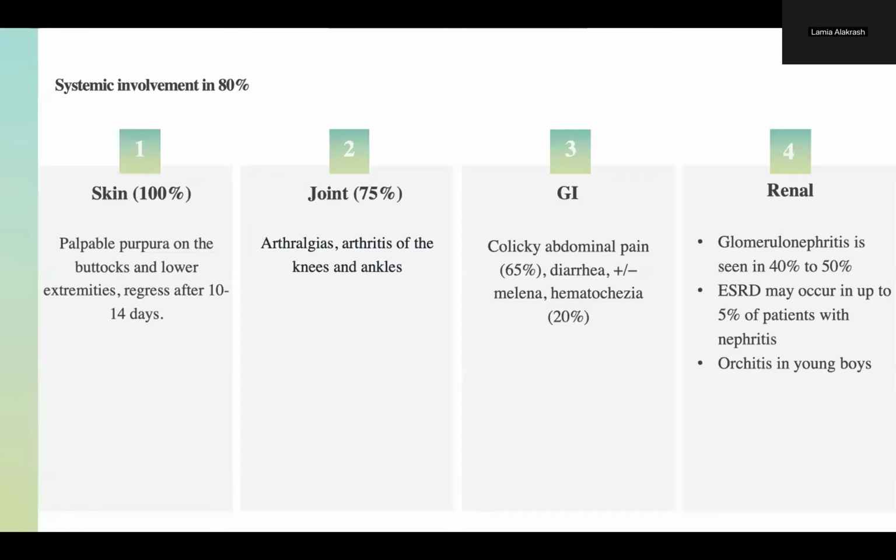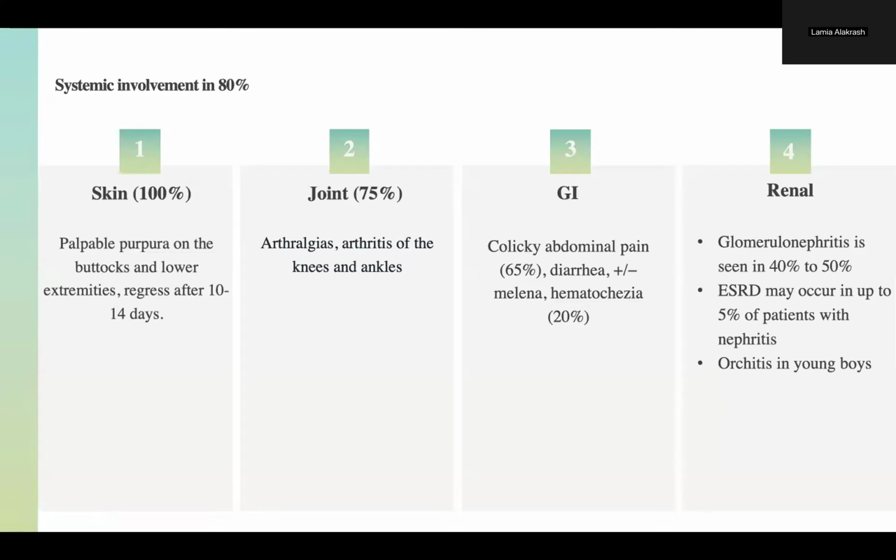Usually, it regresses after 10 to 14 days. Joint involvement occurs in 75% of patients in the form of arthralgia or arthritis. GI involvement is common also. Usually it's mild, colicky abdominal pain. It can be associated with diarrhea, melena, or hematochezia.